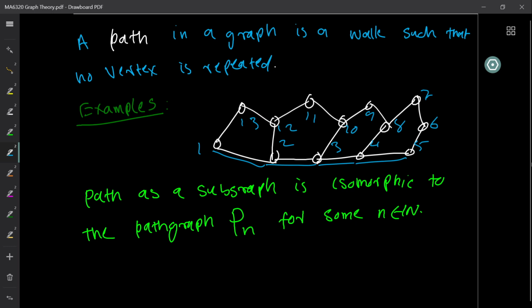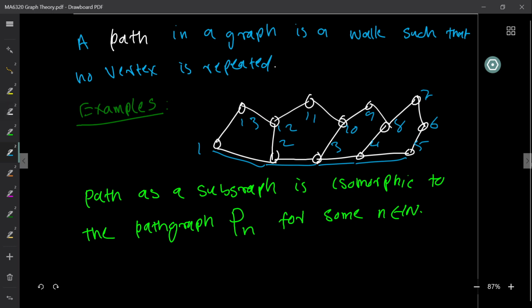We defined a path earlier as a graph where you can order the vertices in a sequence where the adjacency is precisely when the consecutive vertices are adjacent. That is how we define the path. So you take the sequences where the consecutive vertices are adjacent, you don't repeat vertices, and what you get is a path. Now, a path as a subgraph is isomorphic to the path graph, as we mentioned before, Pn for some natural number n.